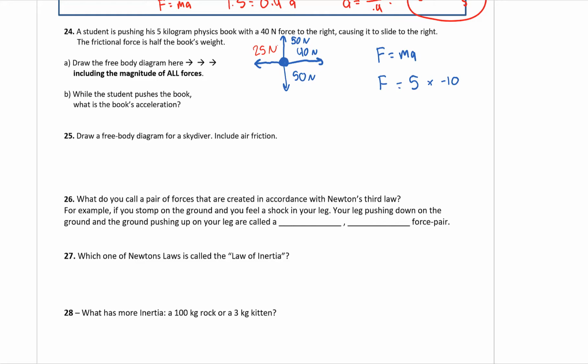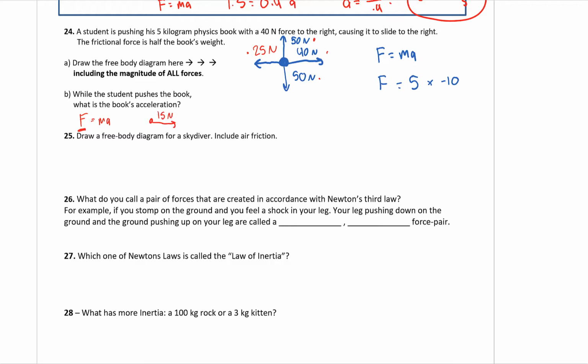So this is a free body diagram. And now we've got to know the book's acceleration, right? So you use F equals ma to figure out the acceleration of this object. The force we use here is the net force after you cancel everything out. So gravity and normal force cancel each other out. We have 40 to the right and 25 to the left. So 40 minus 25 gives 15 newtons to the right. So the total force, after you cancel everything out, is 15 newtons this way.